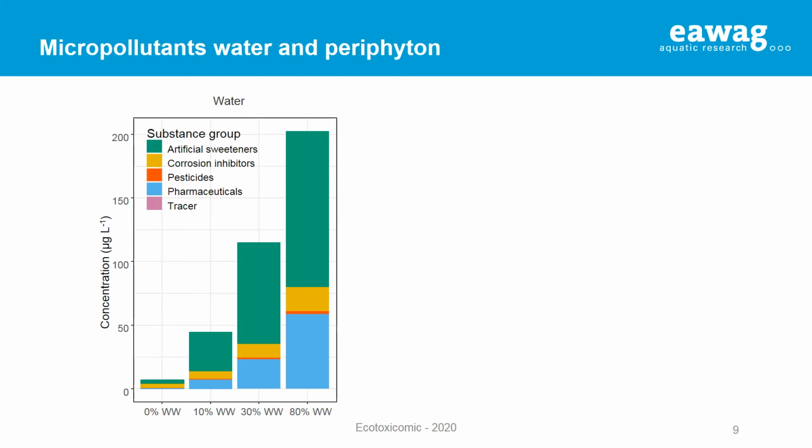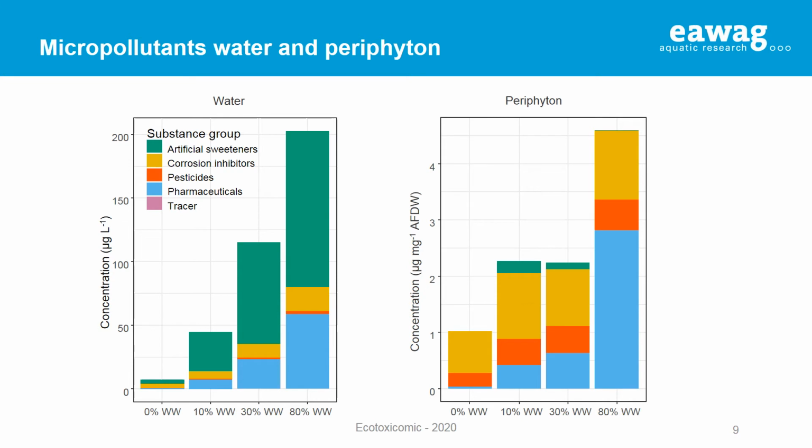Then we could also observe a gradual increase in micropollutant concentrations in the channels according to wastewater proportion. Finally, the results also highlight the predominance of artificial sweeteners and pharmaceuticals, which is typical for urban wastewater effluent. And as we can see here, the presence of micropollutants was also confirmed in Periphyton, which is known to be able to bioaccumulate micropollutants. A similar gradual increase with wastewater proportion was also observed in Periphyton.